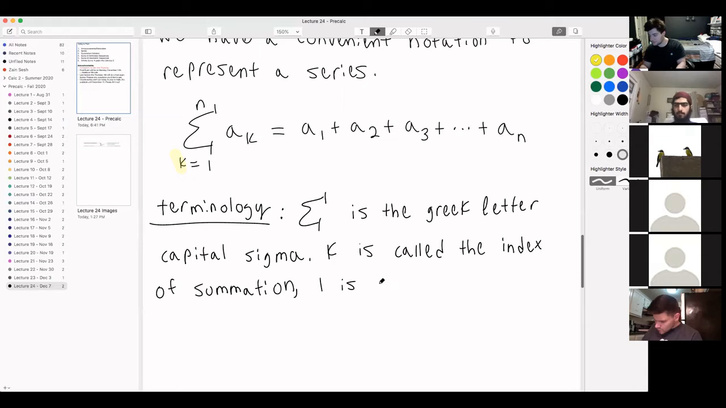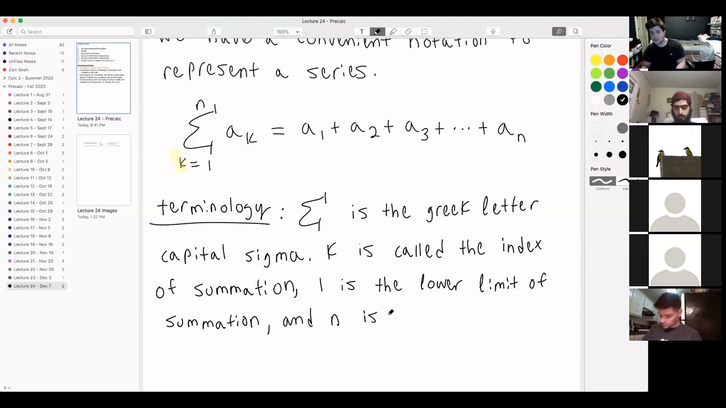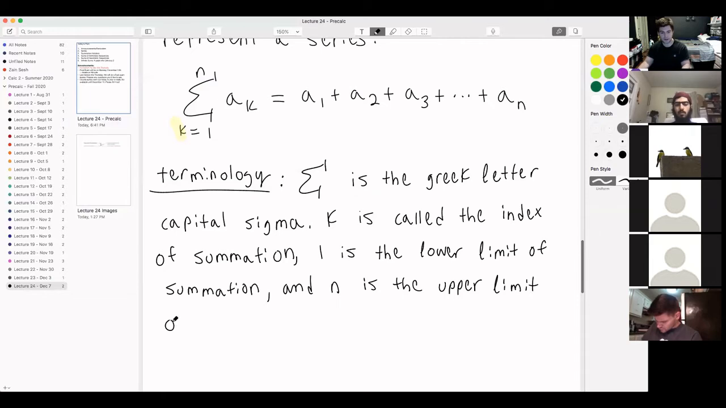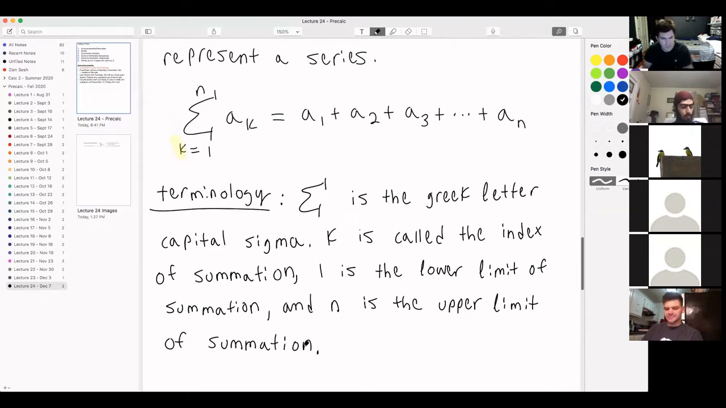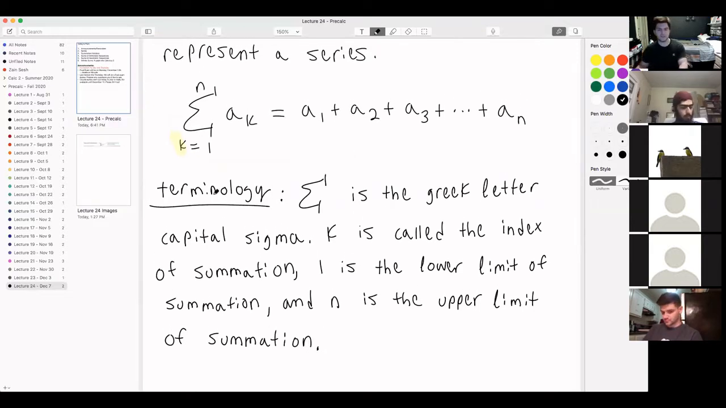One is the lower limit of summation. So that's this bottom number here, 1. And n is the upper limit of summation. All right, so I just need to attach some language to these symbols here, just so I can speak about it and you guys know what I'm talking about.